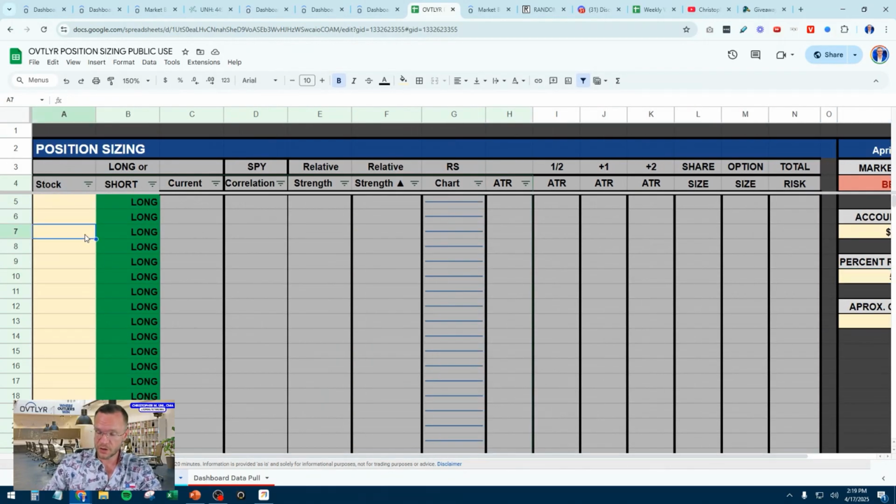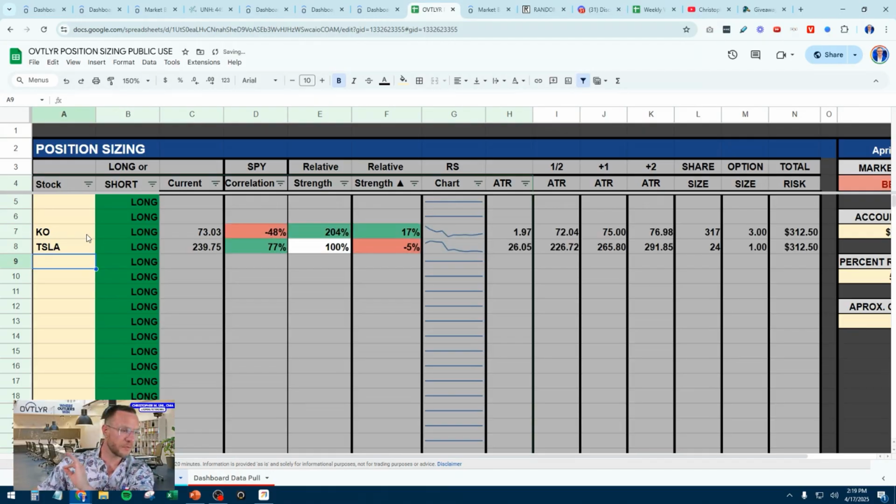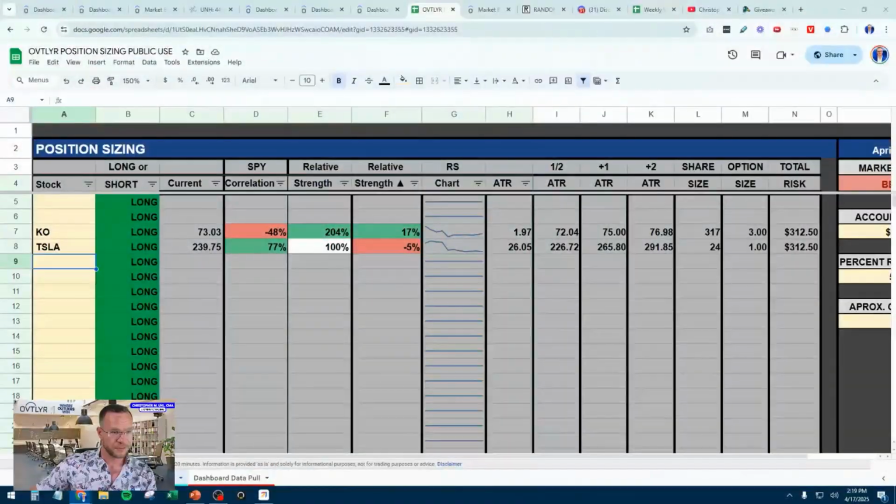I like to use Coke and Tesla as my examples of two stocks. Coke being a boring stock. In fact, I'm drinking some, I just finished it. What is this? Orange cream Coke Zero. I love a good Coke Zero. I don't know if I love the orange cream though. I drive a Tesla and I drink Coke, so I have a boring and an exciting thing in my life.